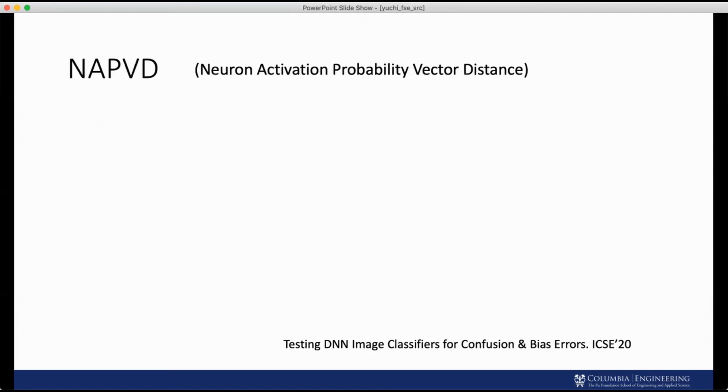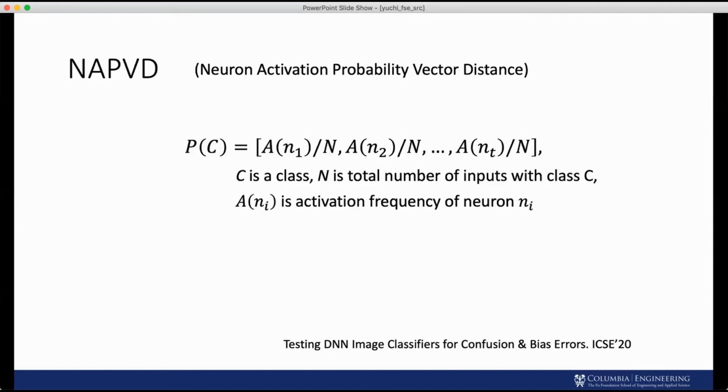In our previous paper published in ESEC 20, we proposed this neuron activation probability vector distance to identify confusion and bias errors. For each class C, we defined a vector PC. This vector consists of the average activation frequency of each neuron. A_i is the number of times neuron N_i is activated, given the total N number of inputs with class C.